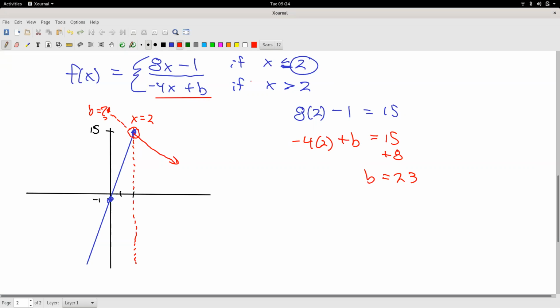Now that's not technically part of the graph because we only graph this one for x greater than 2, but once we calculated that b equals 23, it would look like this here. Okay. So that makes it continuous. Any other y-intercept we pick for the second part of this definition would lead to a break in the function.